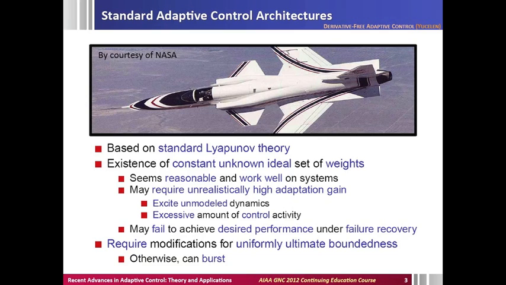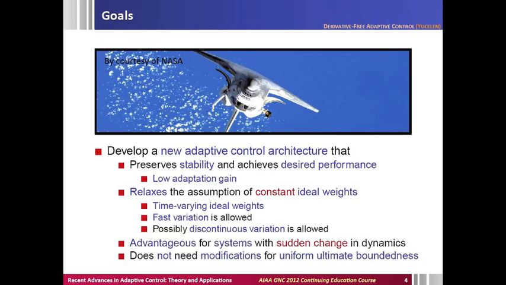Also, since we have unstructured uncertainties, they require modifications. Otherwise, when we have measurement noise and so on, they can burst, basically. So, we need modifications. So here, the goal of this talk is to develop a new adaptive control architecture that preserves stability and achieves desired performance.